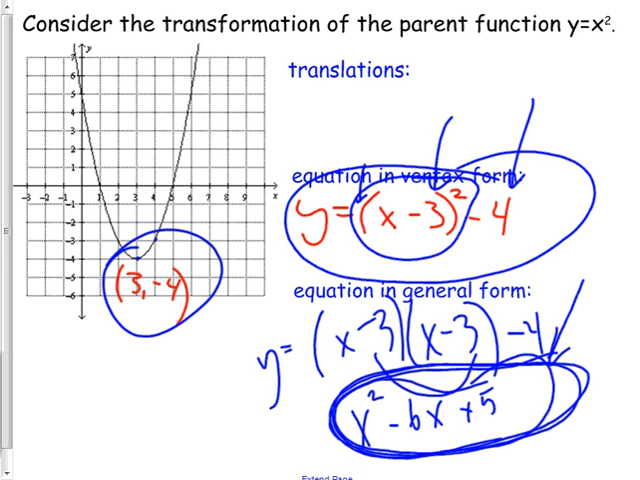I mean, it's got a 6 and a 5. They're not really related to a 3 and a 4 too well, are they? No, you pretty much have to start with the vertex form first and multiply it out.